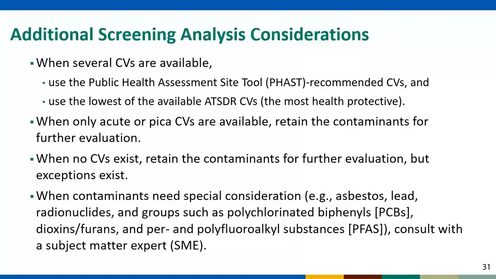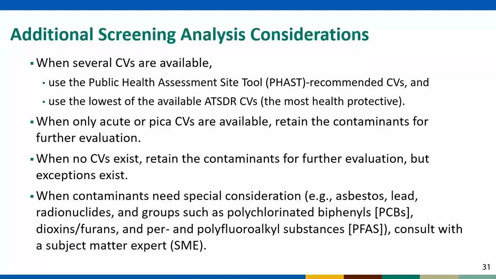Let's talk about some additional things to consider when doing your screening analysis. When you conduct the screening analysis, you might have several CVs that are available. Always use the FAST recommended CV, which is usually the lowest CV, but not always. If only acute or pica CVs are available, retain your contaminant for further evaluation regardless of whether they exceed those extreme CVs. Again, if there is no CV, you are not required to look for another screening level. You can simply carry that contaminant into your assessment as a chemical of concern.